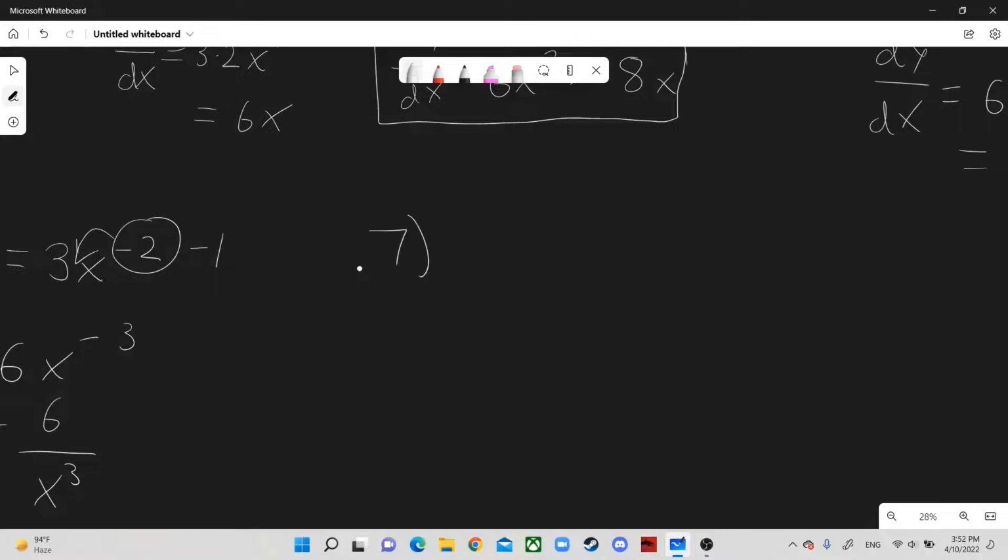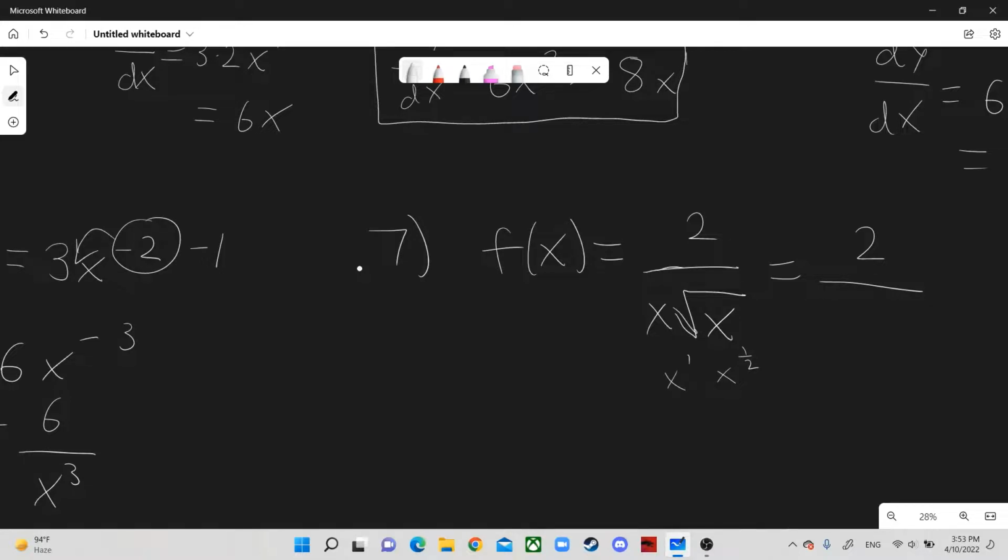Now let's do another one. Let's say you have f of x equals to 2 over root x. How would you differentiate this? Actually, let's make it harder. 2 over x times square root of x. Okay, let's do it step by step. If you have root x here, that's the same thing as x to the power of a half. That's the definition of x to the power of half. And here, x is just x to the power of 1.